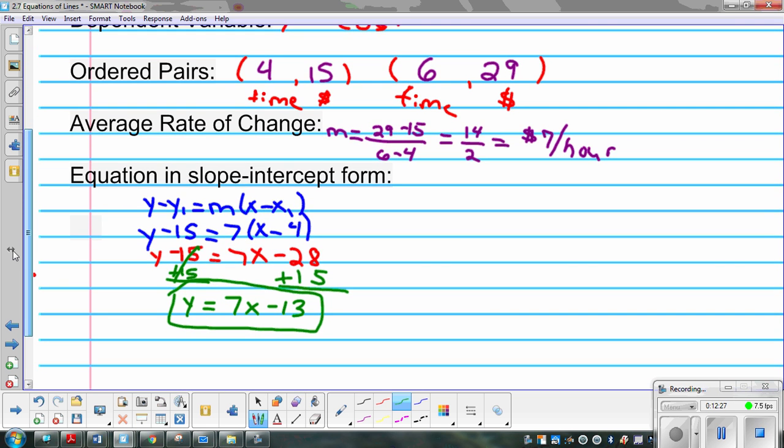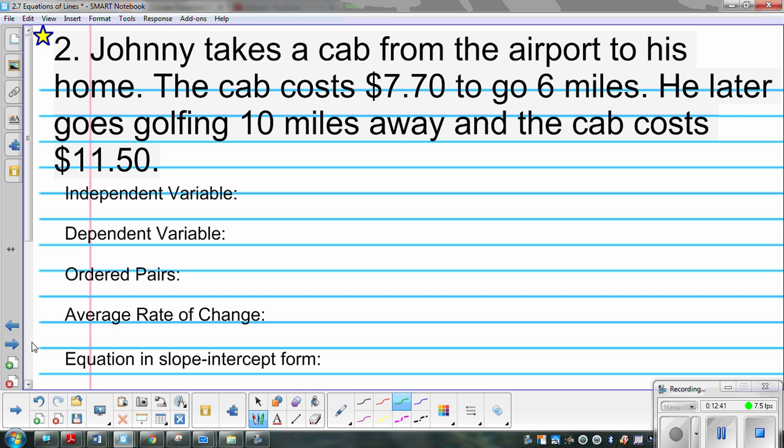So go ahead, take a moment, make sure you're good, you got the ordered pairs, you found the rate of change, and you made it all the way down to slope-intercept form. When you're ready, go ahead and move on to our last example for today, where we have Johnny taking a cab. He's going from the airport to his home.